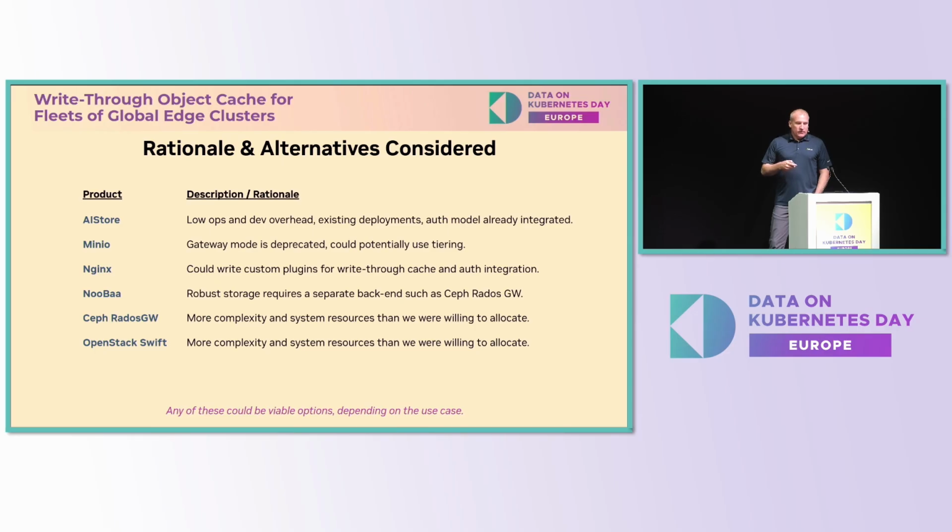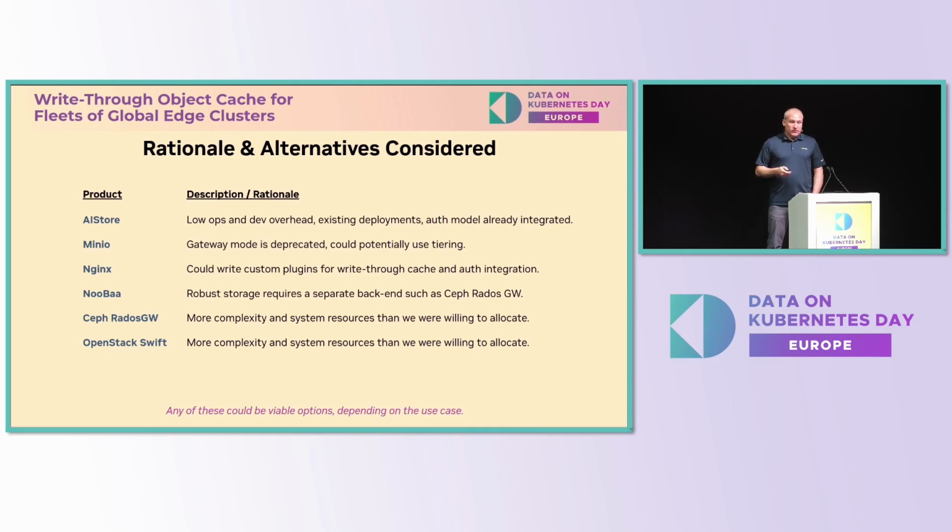Other things: Ceph RADOS Gateway, Ceph, OpenStack Swift. I think if an environment already has these deployed, there are scenarios where perhaps a cache such as this could be implemented. So AIStore really shined for us for a few reasons.